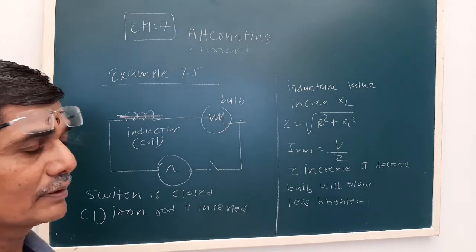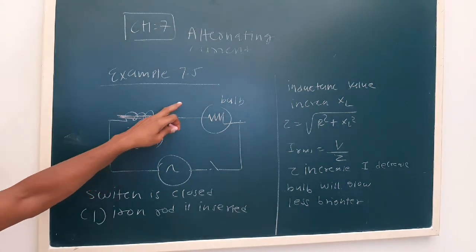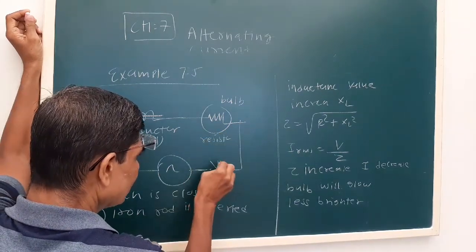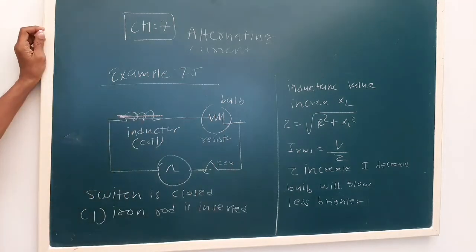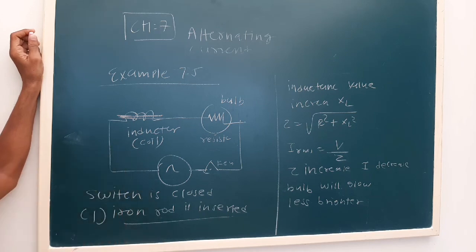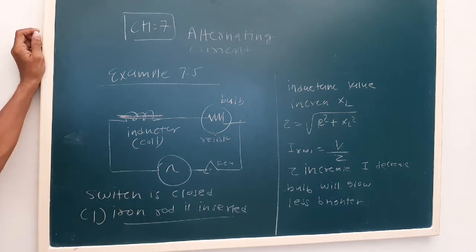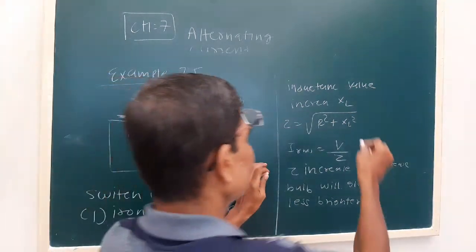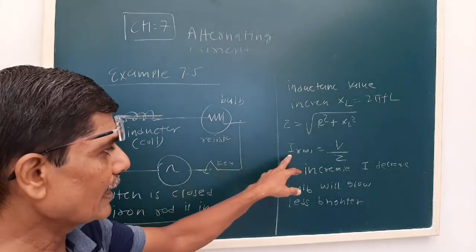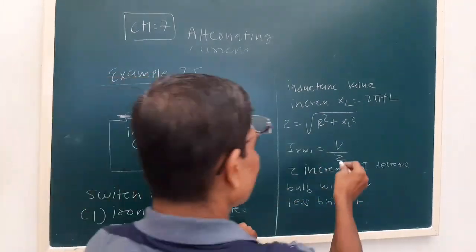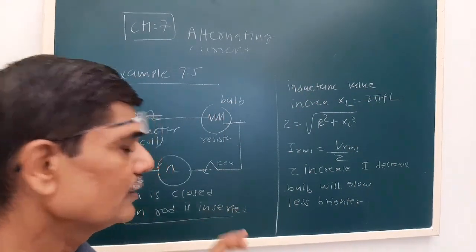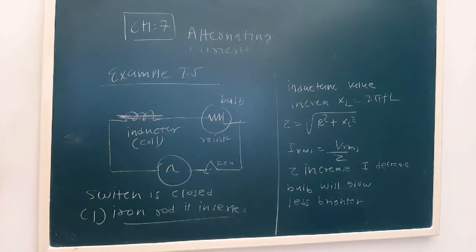So this is about example number 7.5. An inductor and a bulb are connected; the bulb is our resistor, connected with the AC source and a key. When the key is closed, naturally the current will flow. But when an iron rod is inserted inside the inductor, the inductance value increases. That's why the XL value increases, because XL is 2 pi FL. So Z value will increase. IRMS is VRMS upon Z, so it is inversely proportional to Z, current will decrease, and the bulb will glow less brightly.